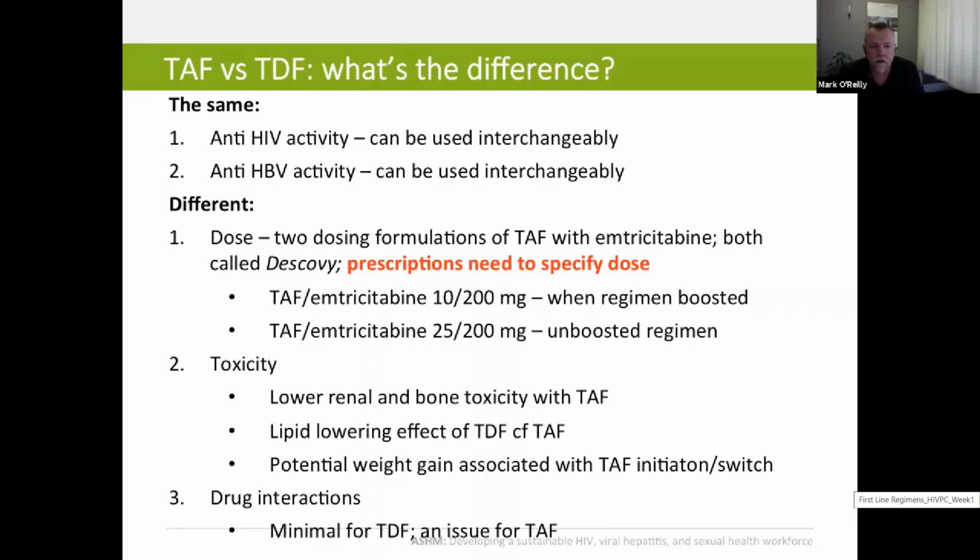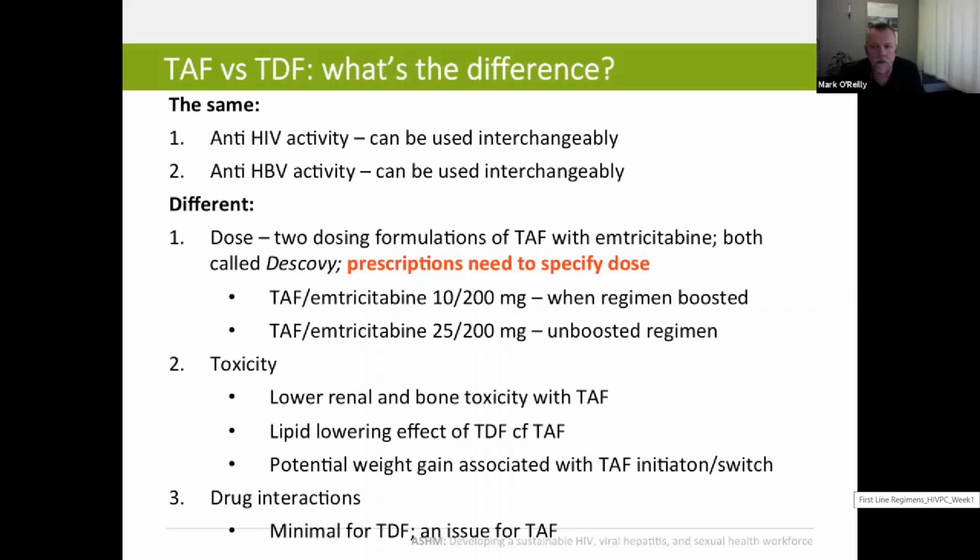So TAF can be either 10 milligrams, Descovy can come as a 10 milligram formulation of TAF with emtricitabine, or a 25 milligram strength of TAF with emtricitabine. The lower dose is prescribed when the third drug in the regimen is boosted. So if you're using a regimen containing either cobicistat or ritonavir to boost your third agent, it's going to boost the TAF also. So you would prescribe Descovy, which contains the 10 milligram strength of TAF.